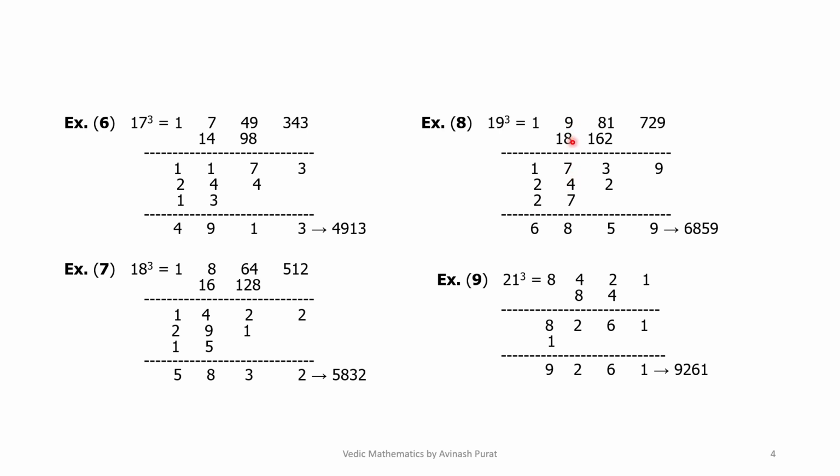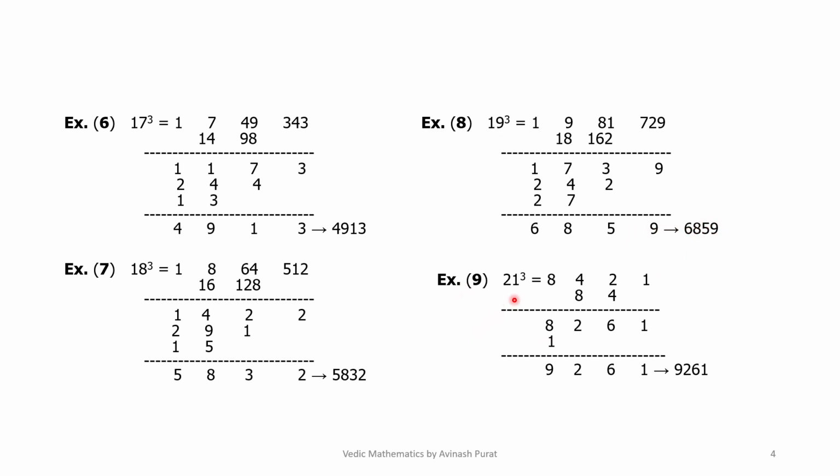9 plus 18 is 27. 7 is noted down and 2 is taken to the left. So the grand total is 9, 3 plus 2 is 5, 7 plus 7 is 14 plus 4 is 18, 8, 1 is taken here. So this total is 6. Now 19 cube therefore becomes 6859.